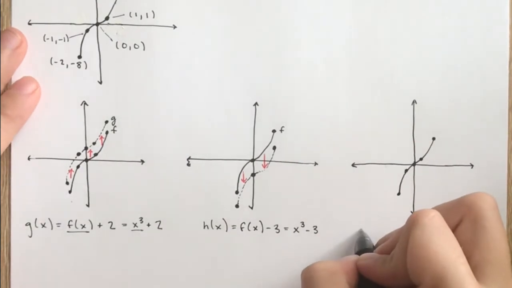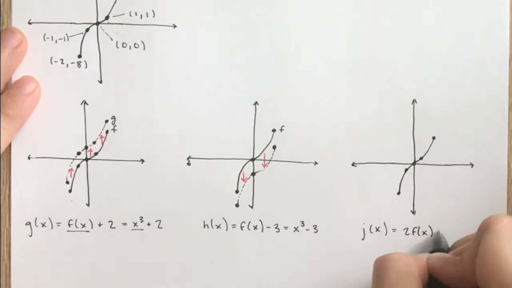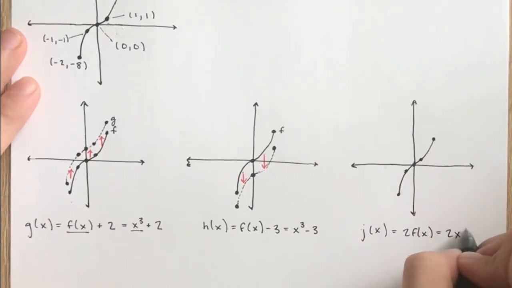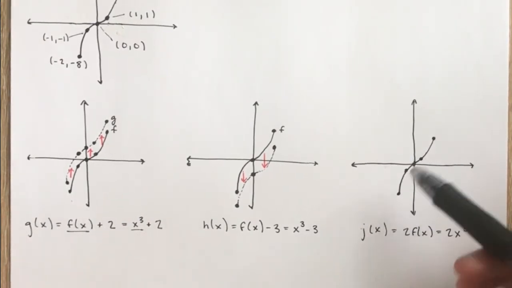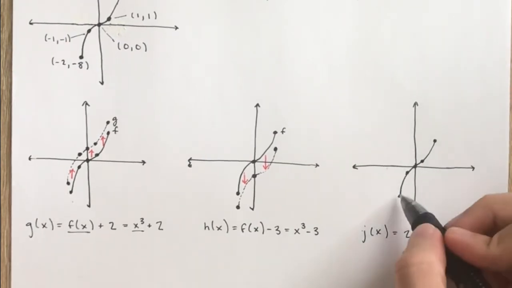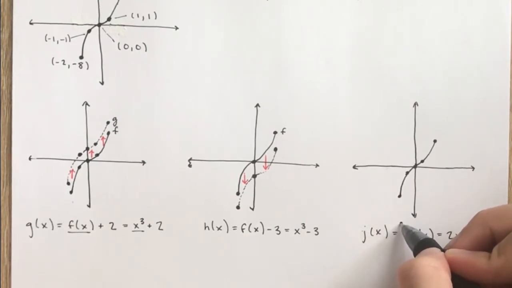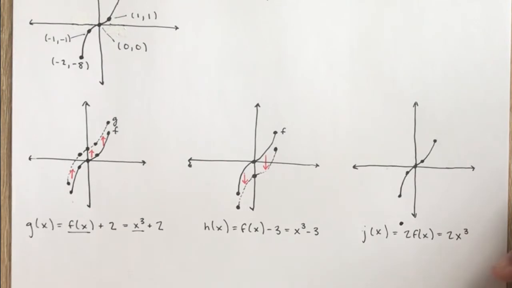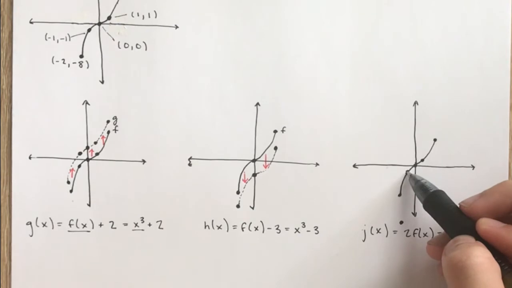So let's let j of x be 2f of x this time. So this is 2x cubed. We've got our first point, which is -2, -8. When x is -2, we've got -8, right? And then 2 times -8 gives us -16. So if this is 8, then we need to make it twice as large in the negative direction. So we're about here.